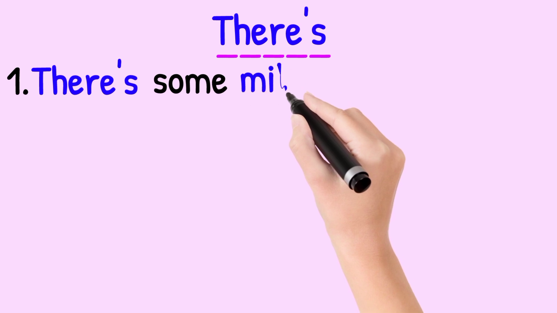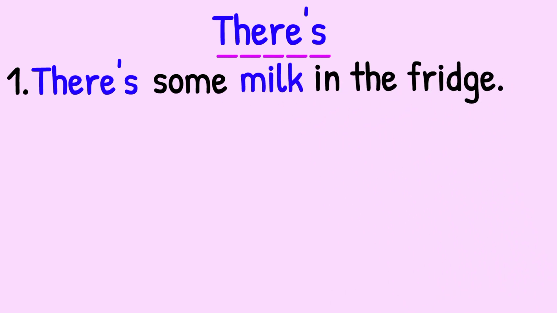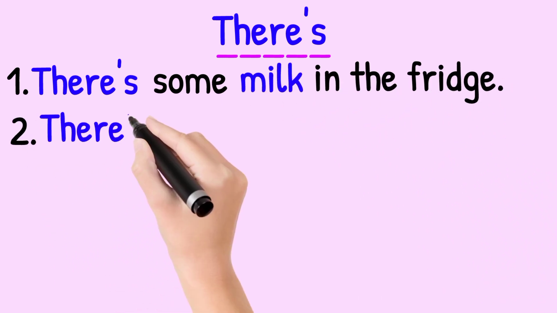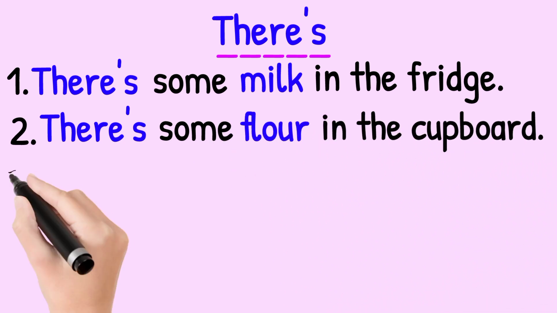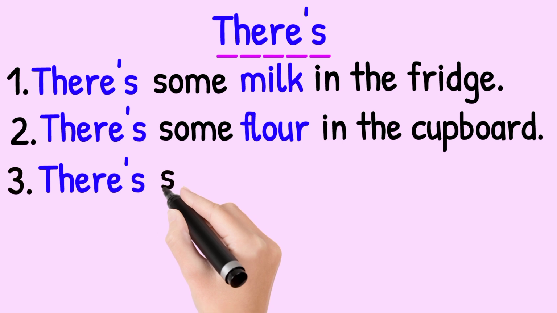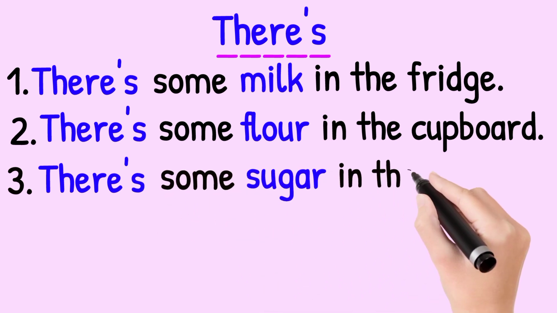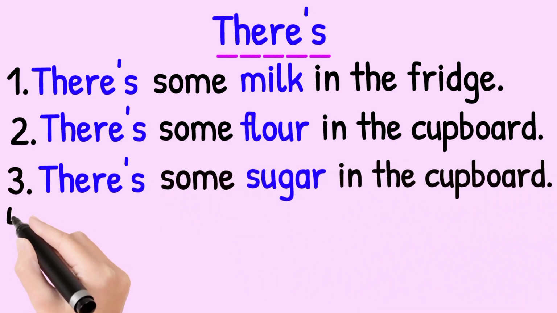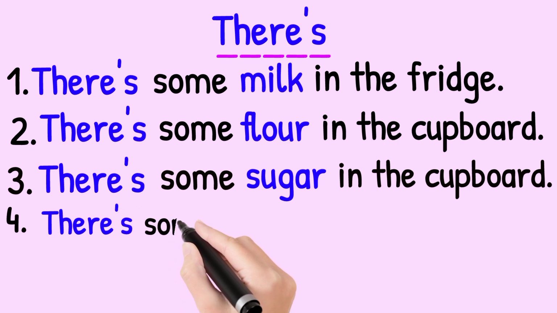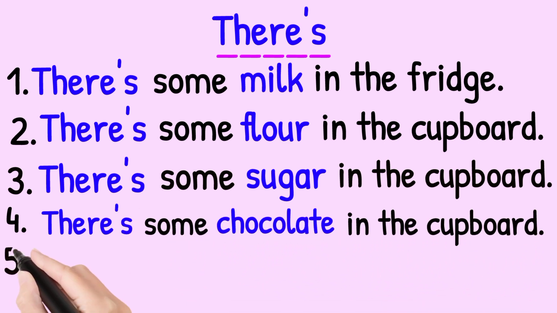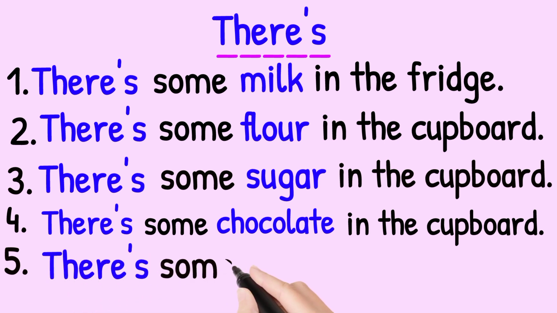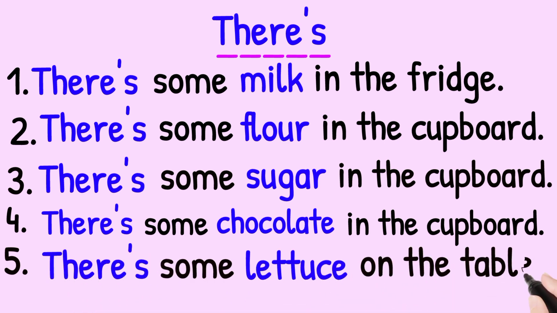First sentence, there's some milk in the fridge. Second, there's some flour in the cupboard. Third, there's some sugar in the cupboard. Fourth, there's some chocolate in the cupboard. Fifth, there's some lettuce on the table.